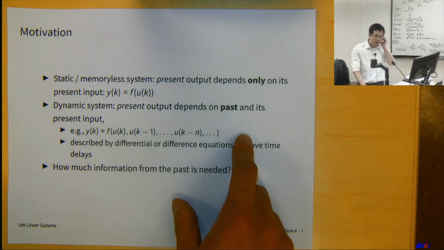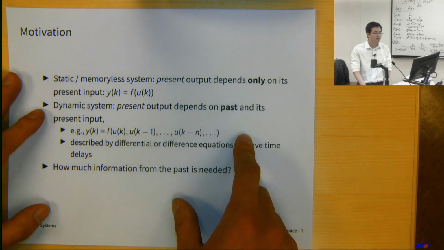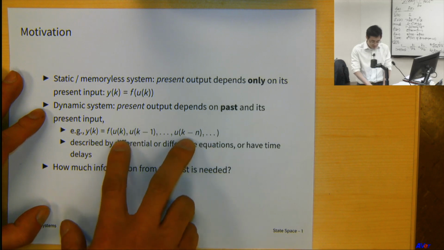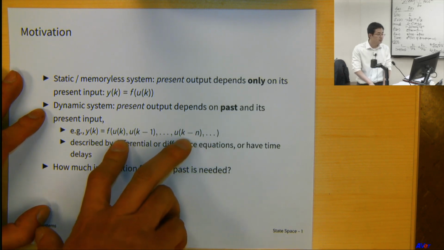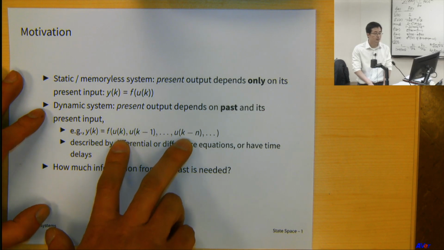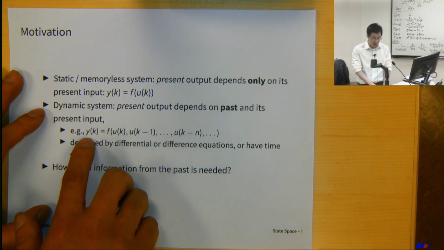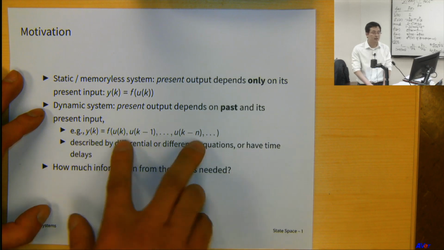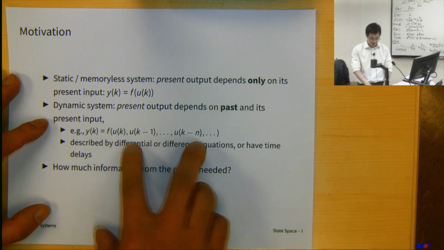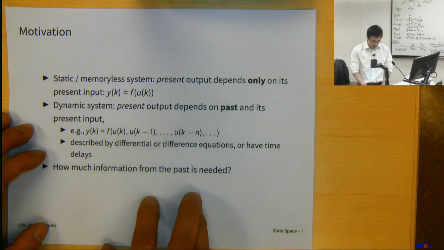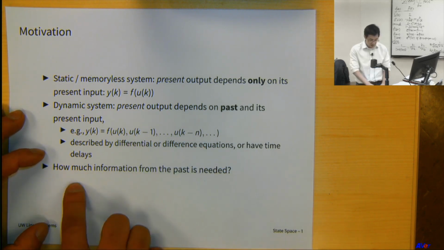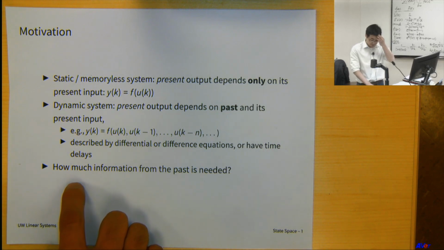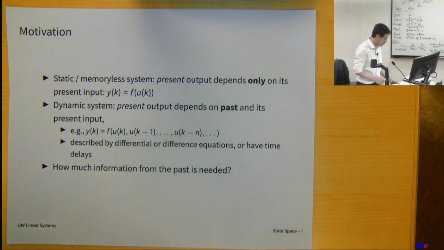But we didn't say how much information we need from the past to be able to describe my system in a minimum sense. Like what is the minimum number of input, the past history that I need to use in order to determine the output exactly. I can use all the histories in the past, which is not economical, is wasteful in resources. So it's natural to ask our question, how much information from the past is needed, right?